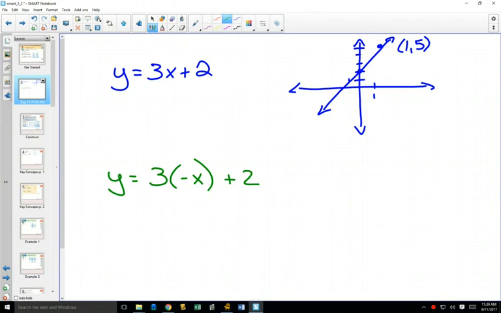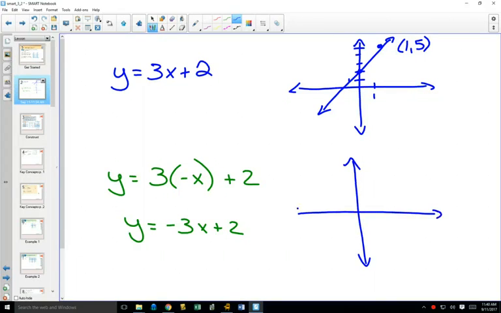Now, if you had this when you were graphing lines back in grade 10, what would you do? You would just simplify your equation, right? 3 times a negative x, you would rewrite this as y equals negative 3x plus 2. And so if we would go to graph this one in green, we still have a y-intercept at 2, but now our slope is negative 3. So we go down 3 over 1. Like this.